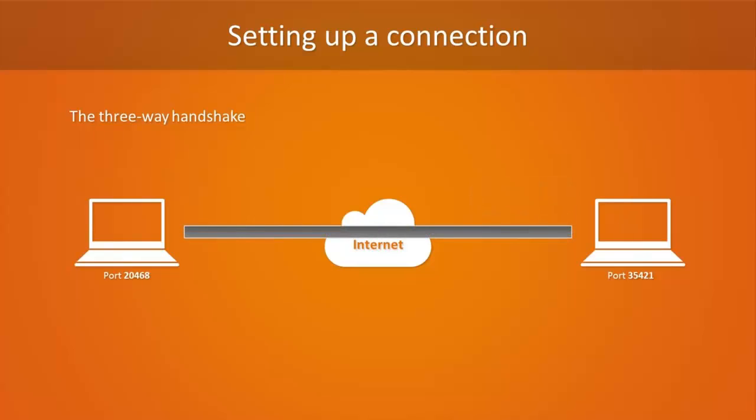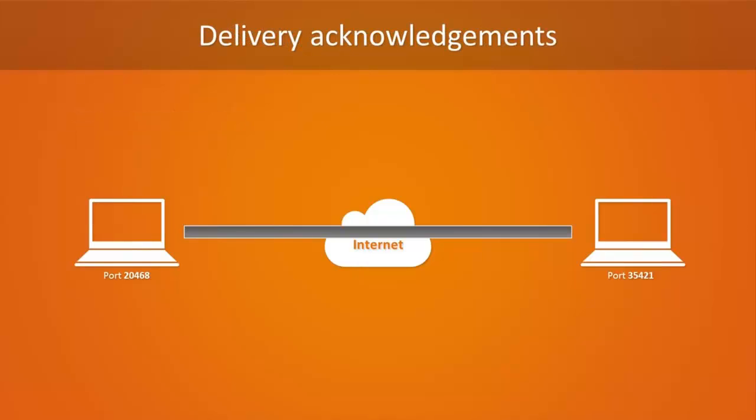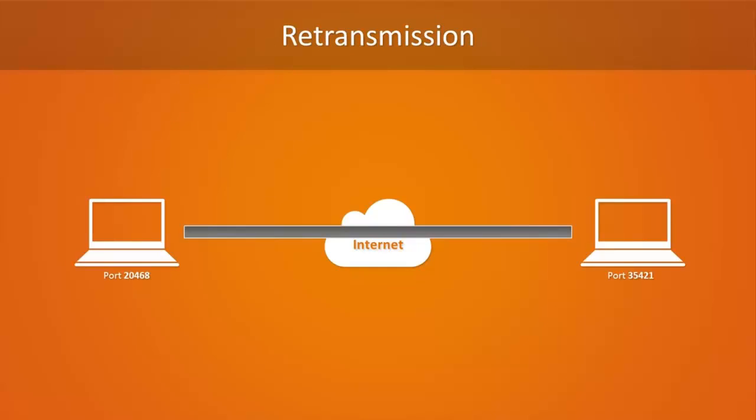A similar song and dance takes place when they close down a connection. Now that we have this connection, we can implement all kinds of nice features like delivery acknowledgements. When data gets sent from one host to another, the receiver will acknowledge that it got that data. This is one of the reasons why TCP segments carry a number. Another feature that TCP offers is retransmission. When a sender doesn't get a delivery acknowledgement within a certain amount of time, it will assume that the packet got lost on its way, so it will send it again.